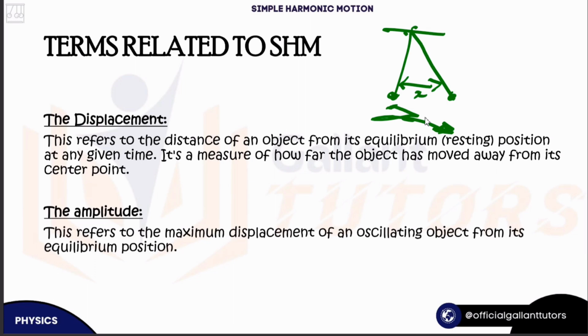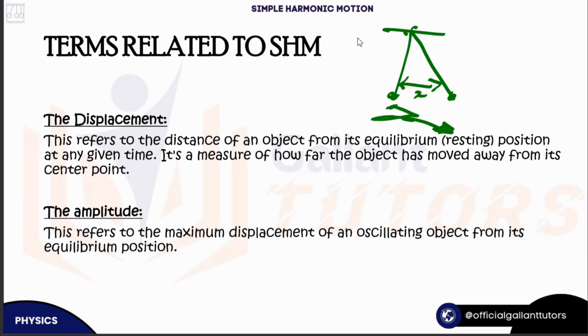Alright, so next is amplitude. What do you understand by amplitude? So amplitude and displacement are interconnected. First off, why are they interconnected? Now, they both refer to distance. They both refer to what? Distance. But amplitude is more specific, as it refers to the maximum displacement of an object from its equilibrium position. Is that clear?